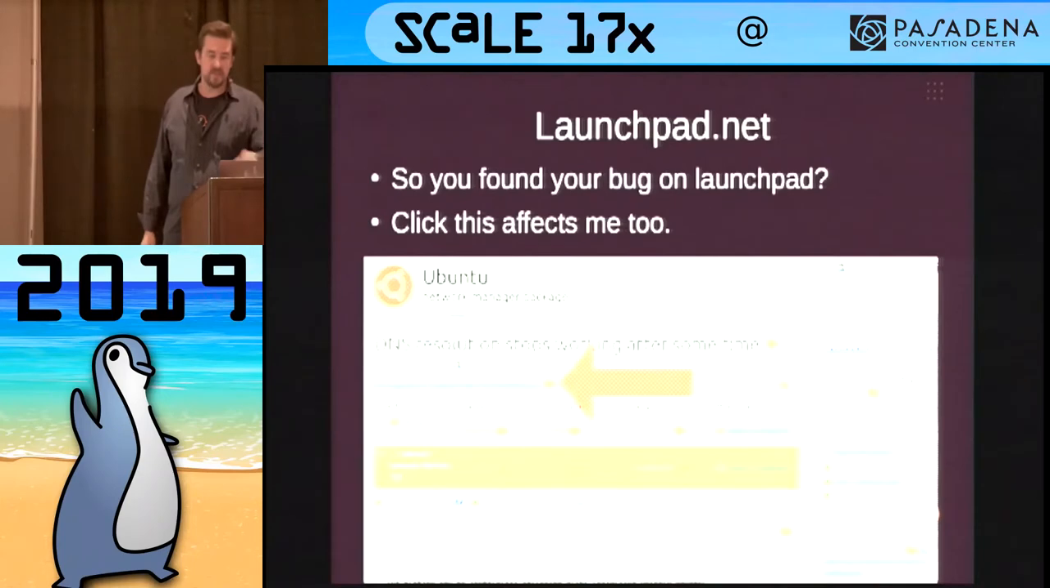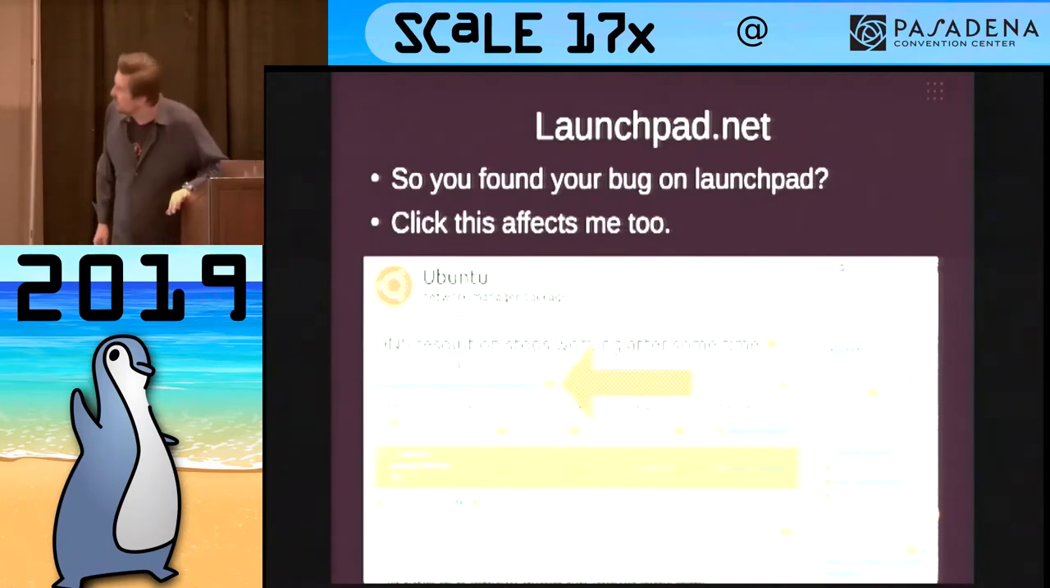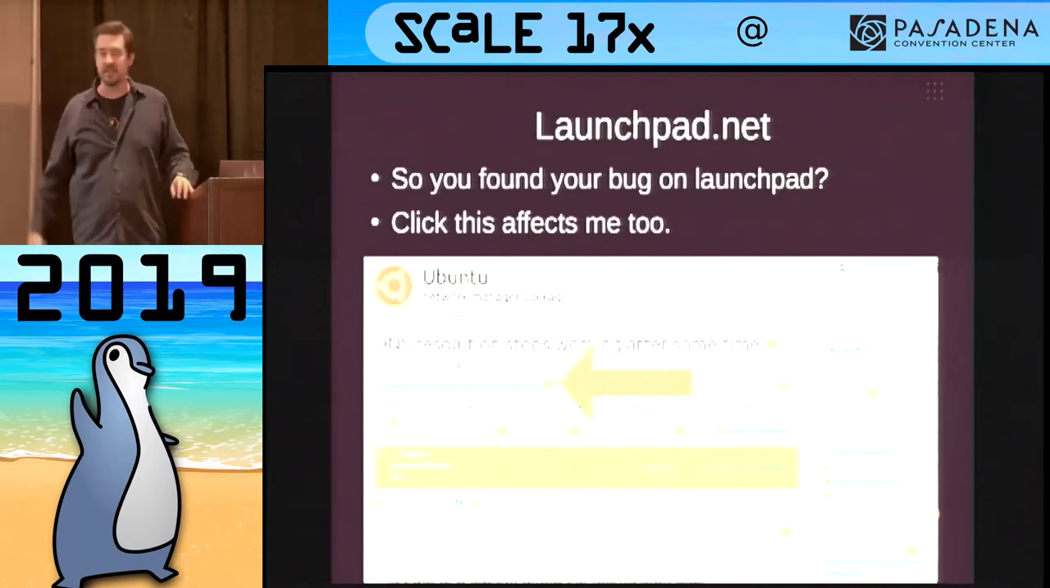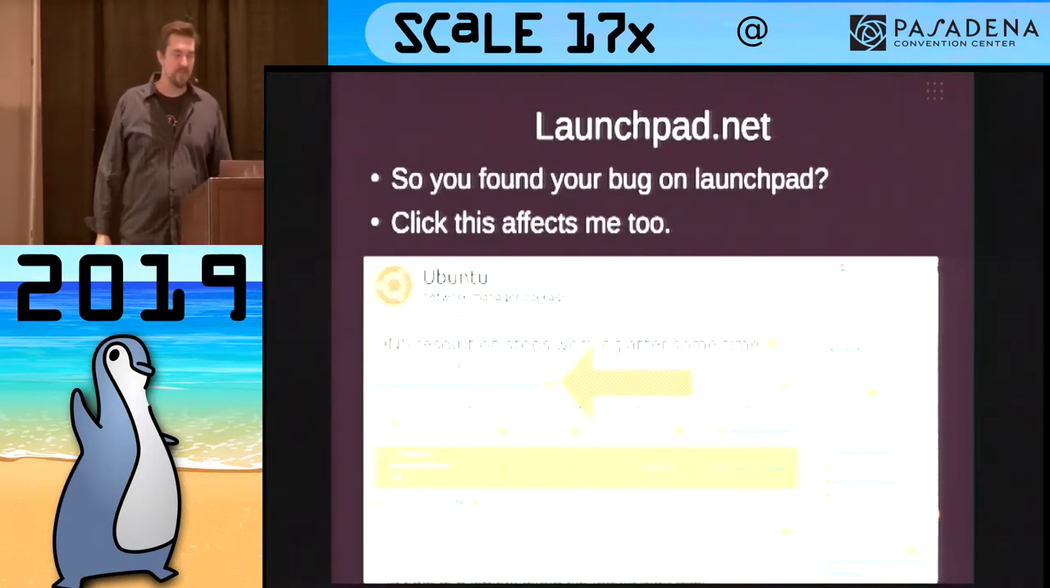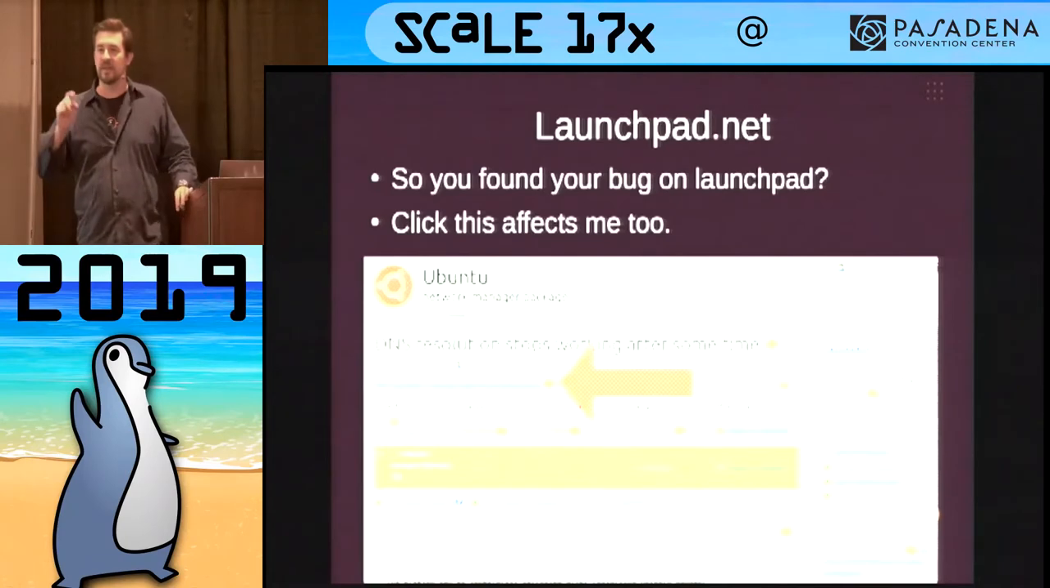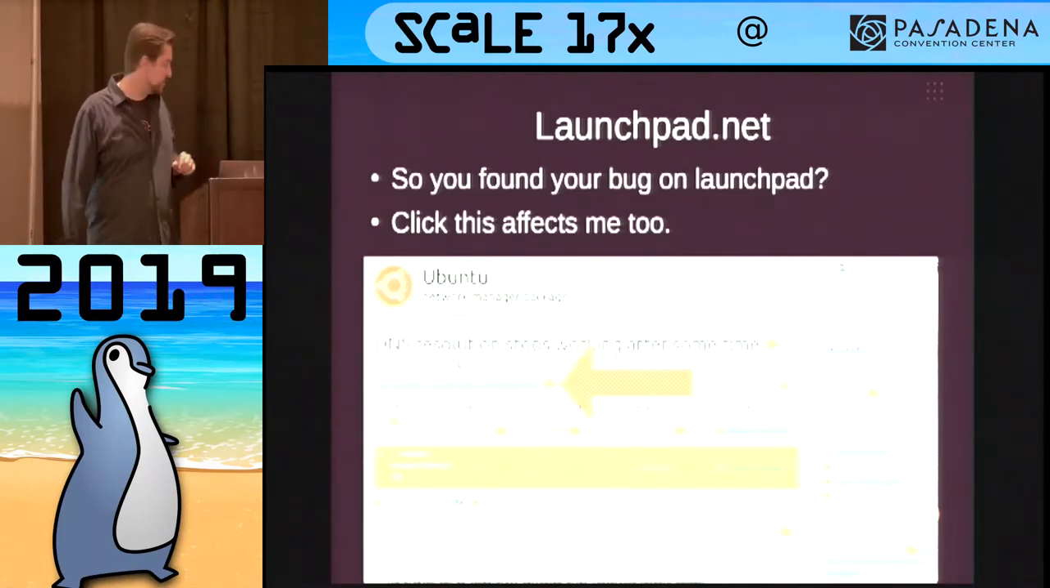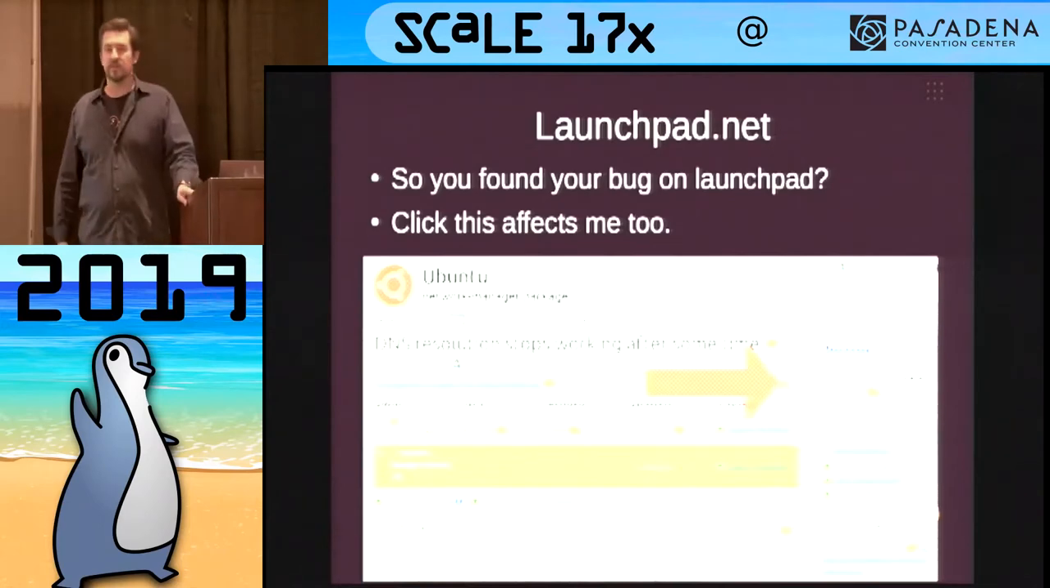Whereas this bug, if you click on, can anyone read that? That's a little bit low resolution. But that line says, this bug affects 5 people. Does this bug affect you? If you click the little pencil next to it, you can click, yes, this affects me too. And then you can subscribe yourself to the bug. And what ends up happening is that increases the heat.